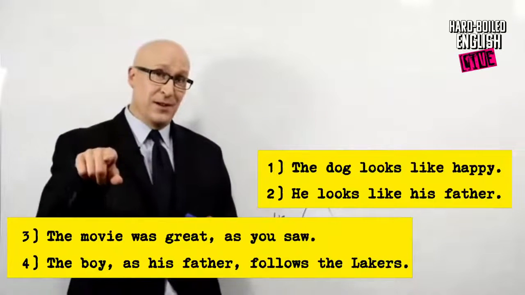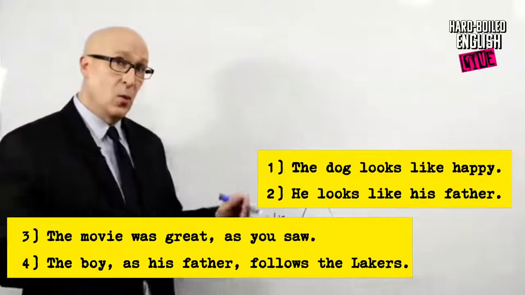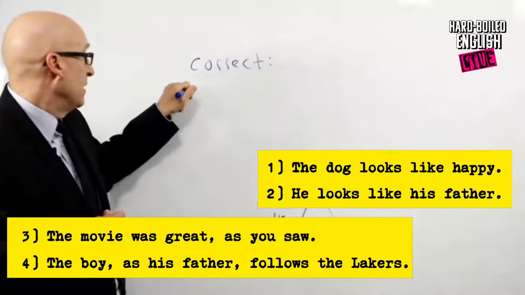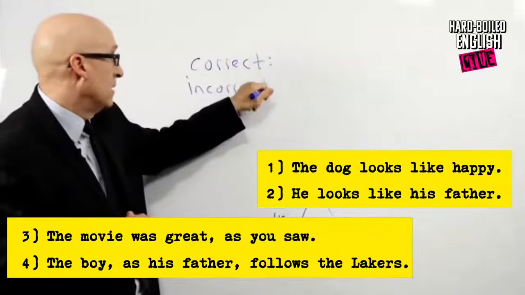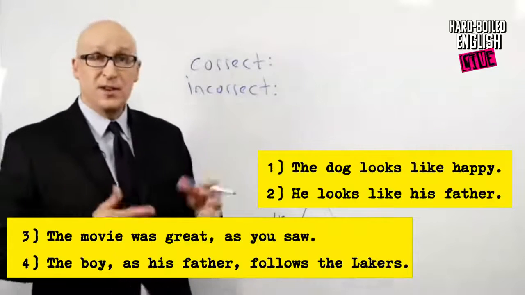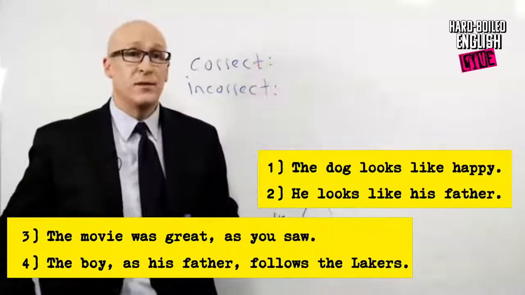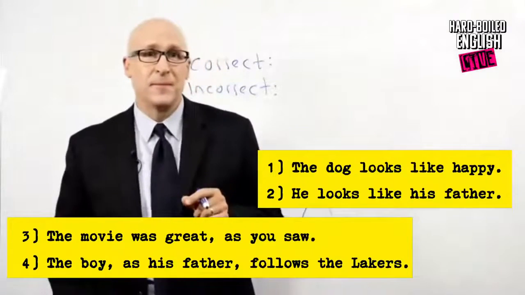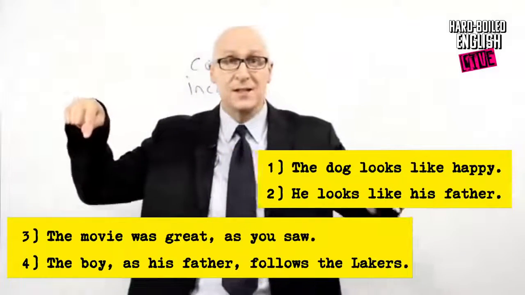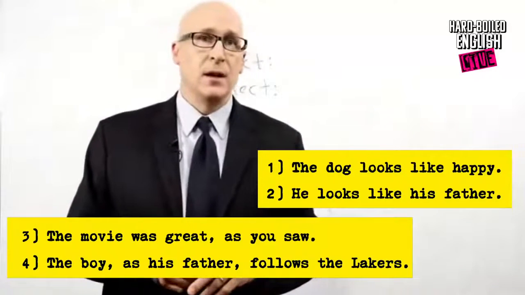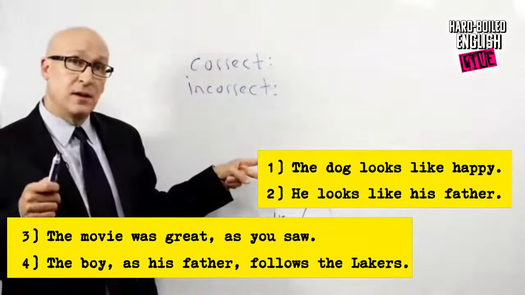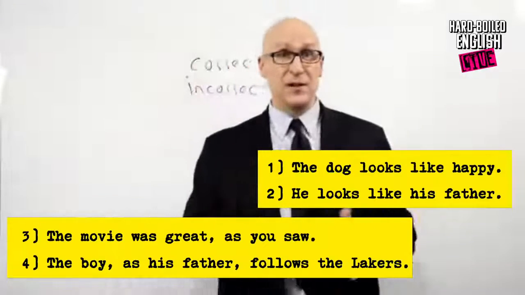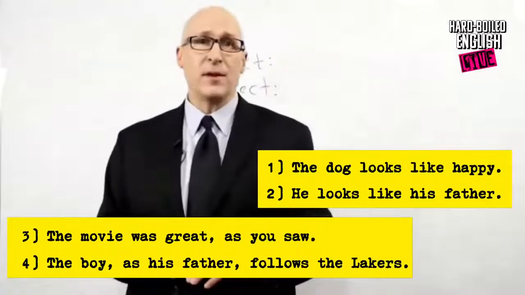What I want you guys to do is tell me in the comment thread which ones are correct, which ones are incorrect. Okay, do that now. Just put the number like correct, 1, 2, 3, 4, whatever you choose. Incorrect, 1, 2, 3, 4. Let's see what you come up with. And then we'll investigate these sentences and see what's happening in them. I think you can see the first 2 use the word like, and these 2 use the word as. And we're going to investigate the difference. Okay, let's see what you come up with.